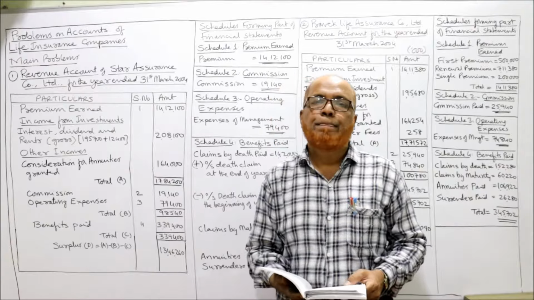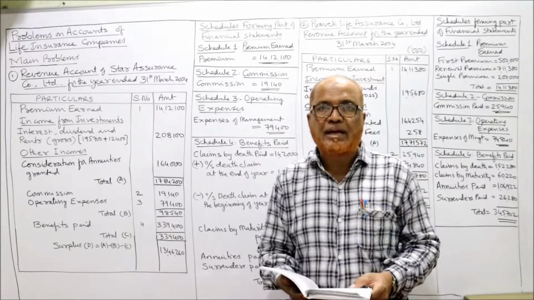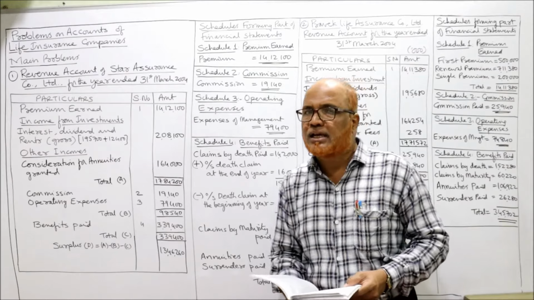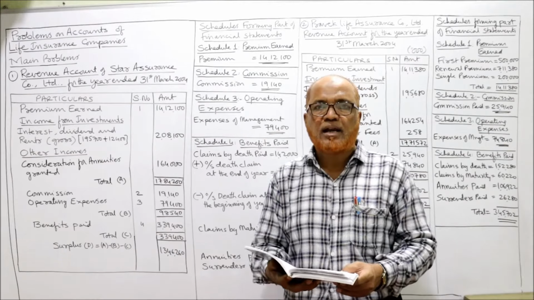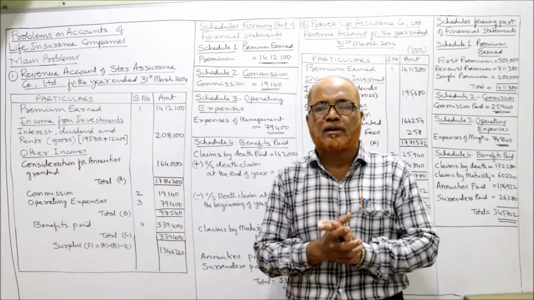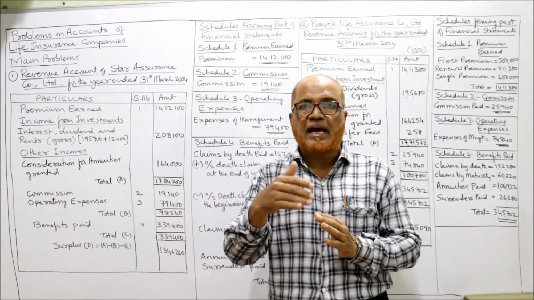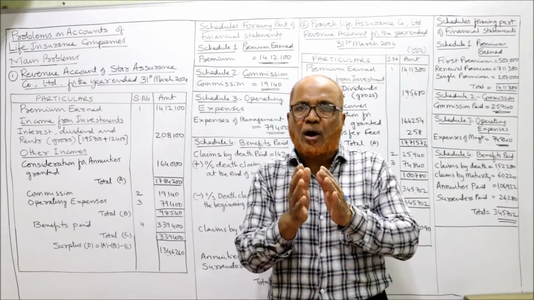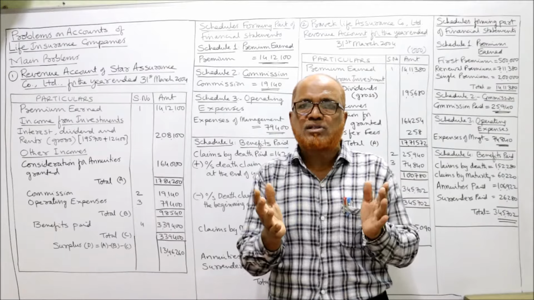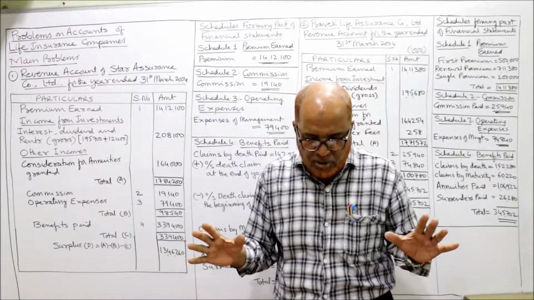Surrenders will be taken under schedule number 4, benefits paid. The amount of life insurance fund at the beginning of the year we are not going to take in the revenue account. Outstanding death claim in the beginning, outstanding death claim at the end of the year: to death claims paid, the outstanding death claim at the end of the year will be added and the outstanding death claim at the beginning of the year will be subtracted. In simple words, outstanding at the end add, outstanding at the beginning deduct. So this is the complete problem given.